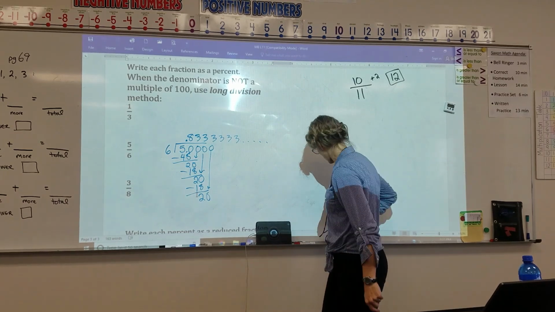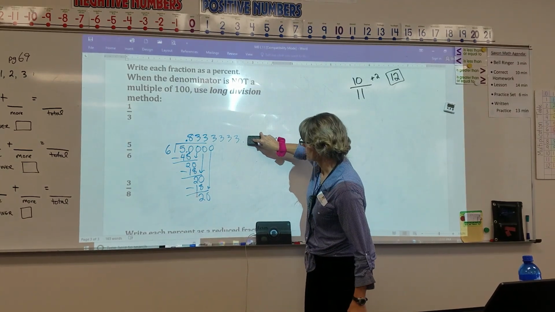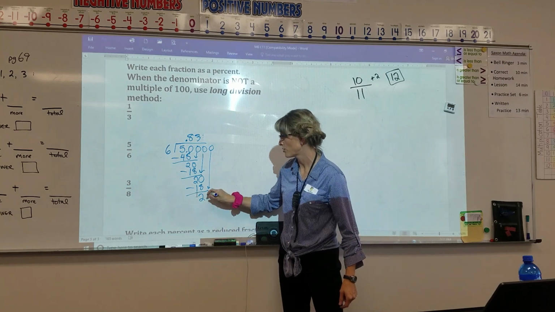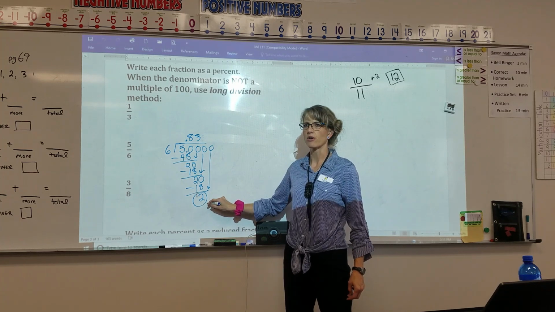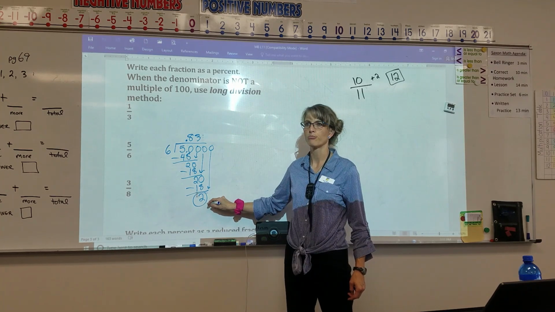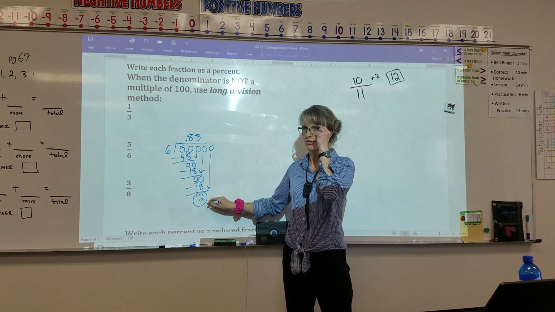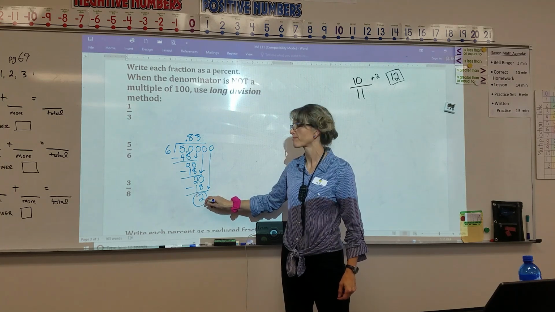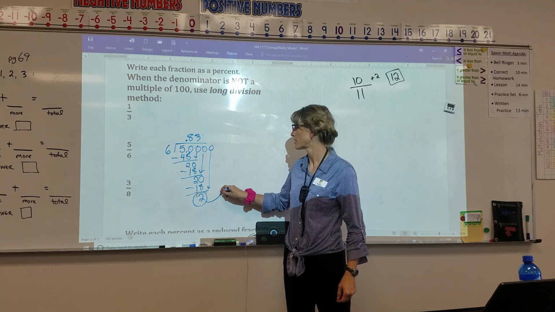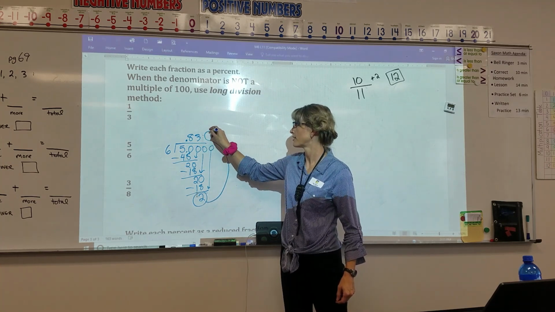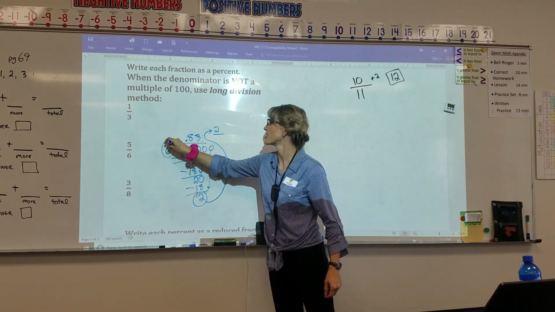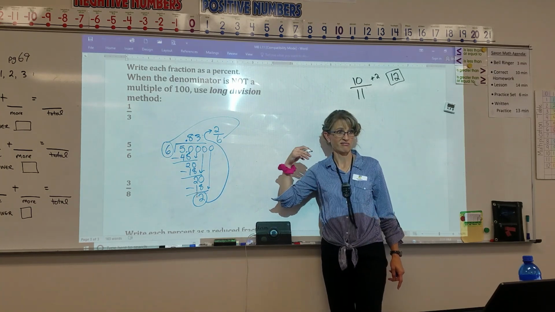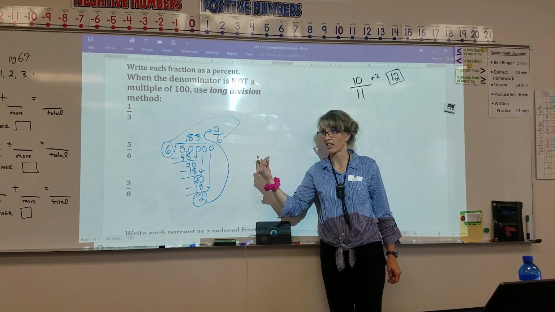So I'm going to do my trick. I only need 2 digits. I'm going to back up. My remainder was 2. Where does the remainder go? Where's my 2 go? It goes up top, and the 6 goes underneath. I've got a fraction, but is that my final answer?